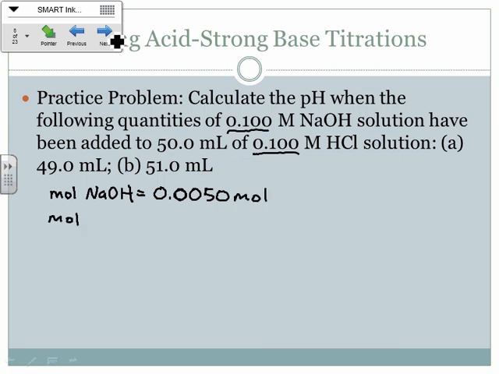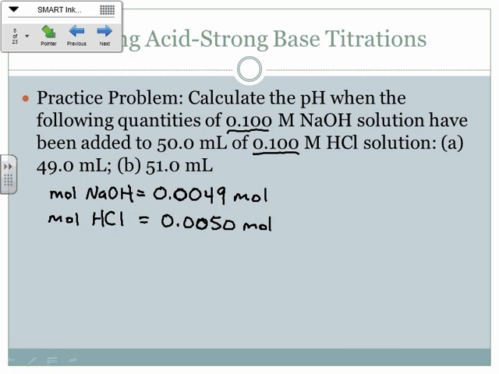The number of moles of HCl that I have at this point is, whoops, I'm sorry. It's 50 milliliters of the HCl solution. I've only added 49 milliliters of the NaOH at this point, so it's 0.0049. So then the moles of HCl would be 0.0050. Okay?